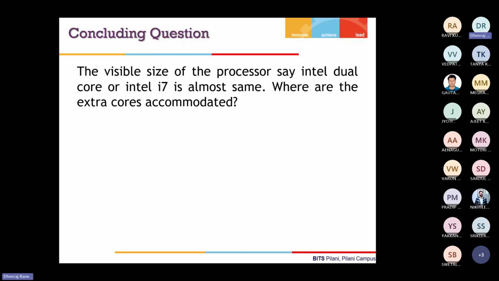Right? The visible size of the processor, dual core or Intel i7 is almost same. So where are the extra cores accommodated? So just think over it as what exactly will be the case, and we'll be discussing it in the next session. But at least some brainstorming should happen.